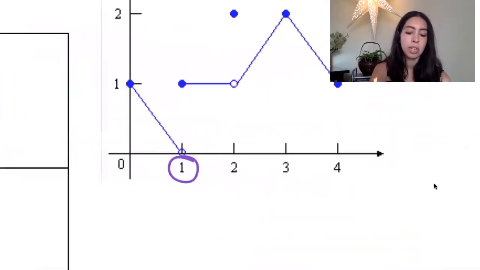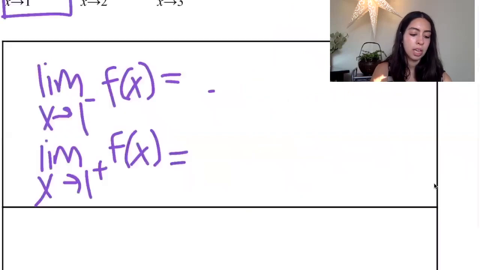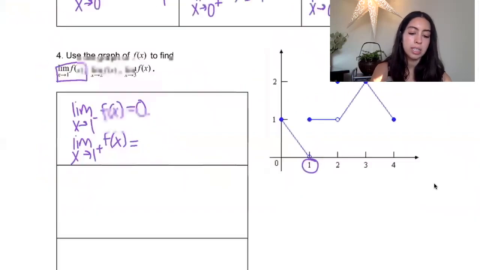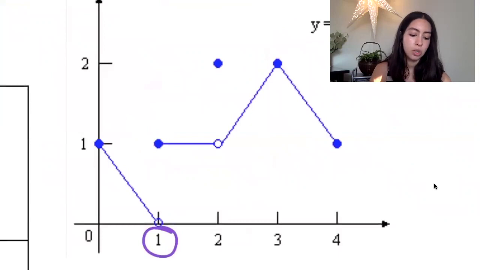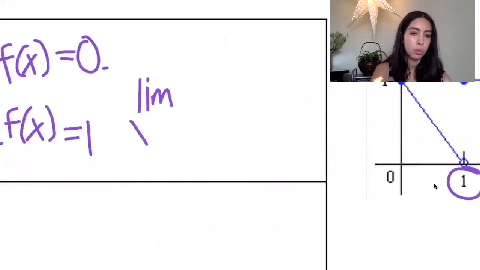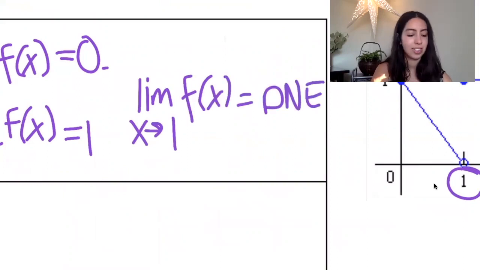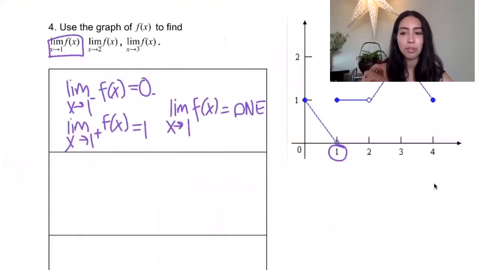From the left side, if I follow the graph, it leads me to 0. So I know that the limit from the left is going to be 0. But the limit from the right, as I move in towards x equal to 1, is 1. So my limit as x goes to 1 of f of x does not exist, since we have two different values from the left and the right.